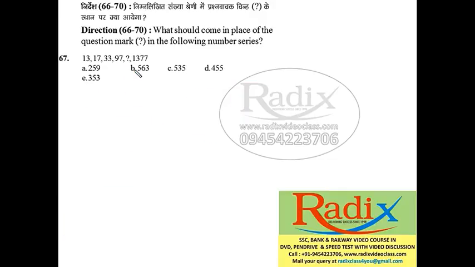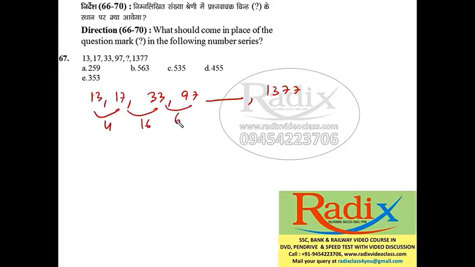Okay, next question. We have 13, 17, 33, 97, then question mark and 1377. Again we'll check the difference. This is 4, this is 16, this is 64. So it is 4 to the power 1, 4 to the power 2, 4 to the power 3. So next would be 4 to the power 4, and 4 to the power 4 is 256. So we'll add 256 to 97, which gives 353. Answer is E option.